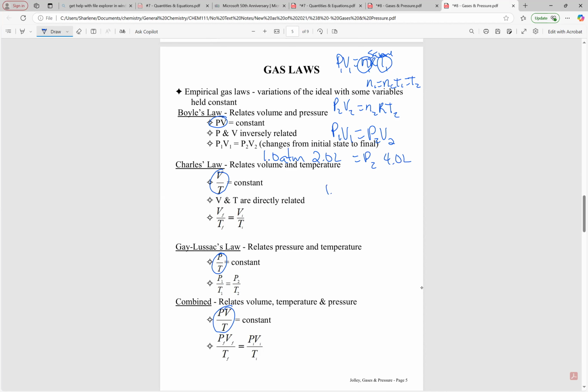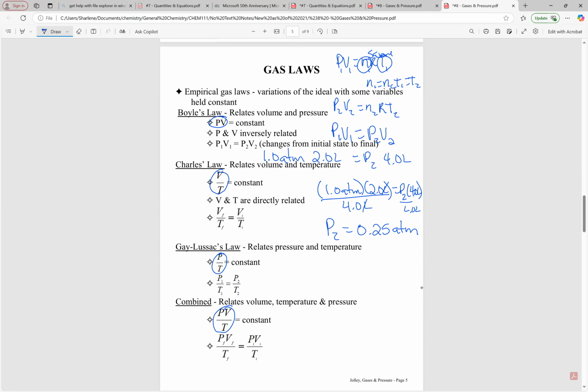So P1 was 1 atmosphere. V1 was 2 liters. P2 is what I'm looking for, and V2 was 4 liters. So I'm going to divide both sides by 4. My liters are gone, and my second pressure is going to be 1 divided by 4, or 0.25 atm. So the power of the empirical laws is it takes it down to just 2 variables, and you can see how they're related by changing one of the conditions.